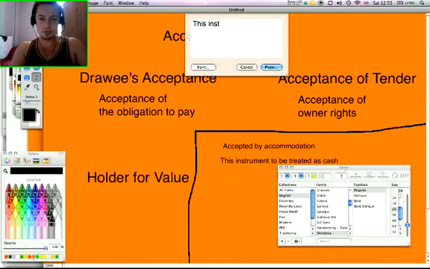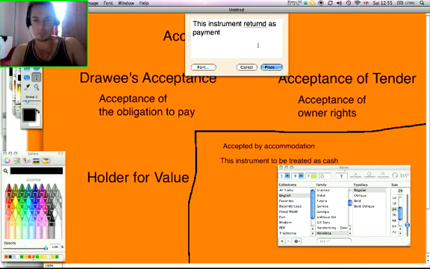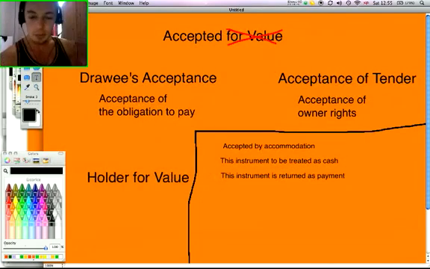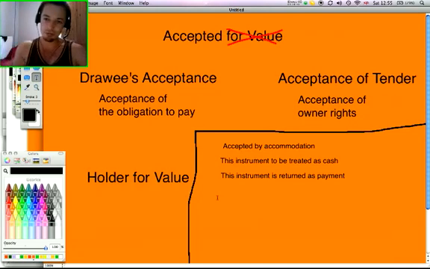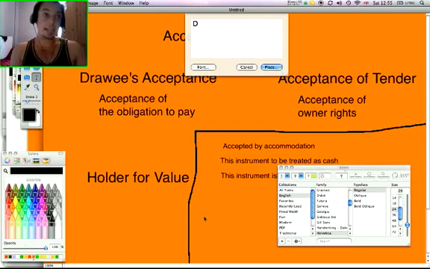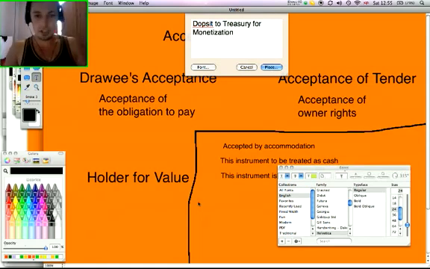Accepted by accommodation. This instrument to be treated as cash. This instrument is returned as payment. That makes sense, yeah? We've charged it. We're sending it back to them as payment. It's cash, right? Ledger this. Now, the thing is, it's not actually... Only a bank can turn an instrument into bank credit, digital bank money credit in a bank account, right? That's what a bank is. So I'm thinking I guess any bank can do that, but let's say Treasury, deposit to Treasury for monetization. That's what monetization is.